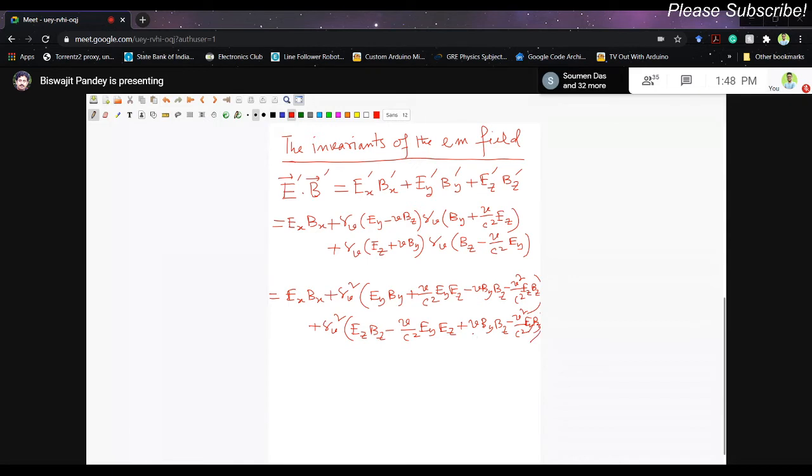Let us see which terms remain. So this will be v by c square, gamma square, Ey Ez. Here we have minus v by c square, gamma square, Ey Ez. So this term and this term will get cancelled.